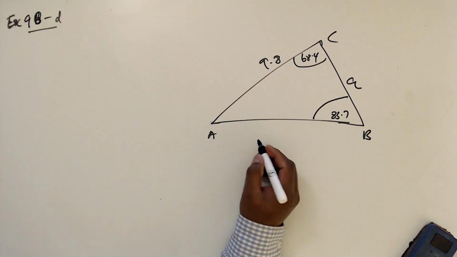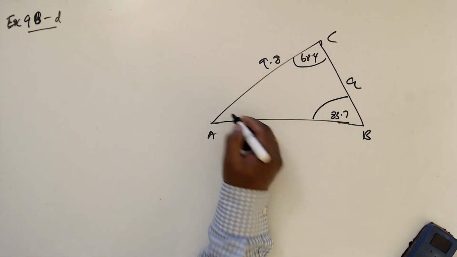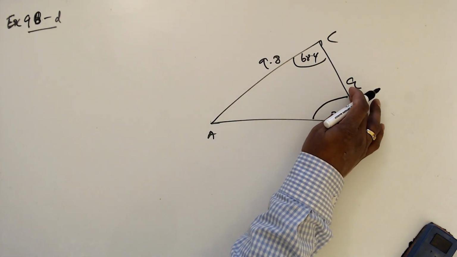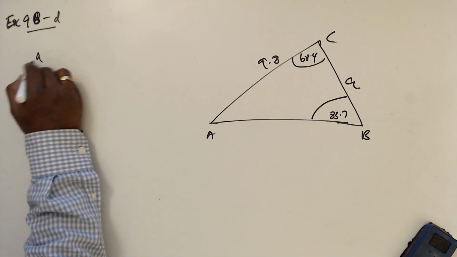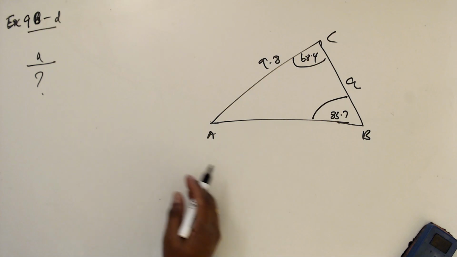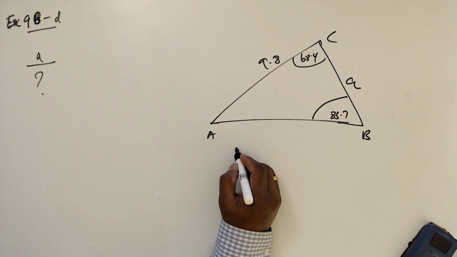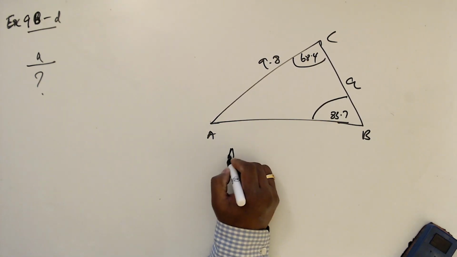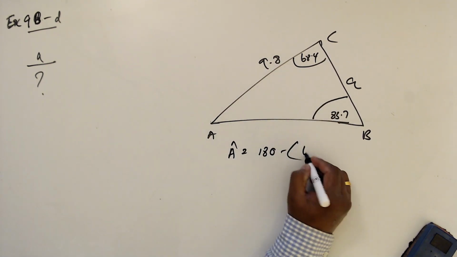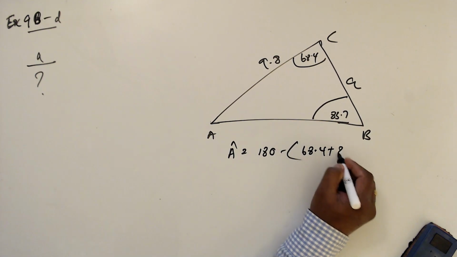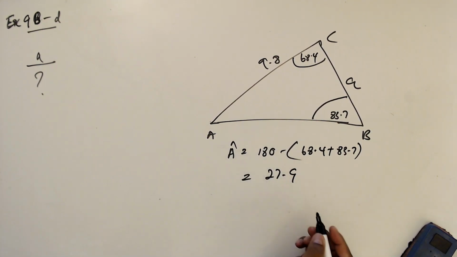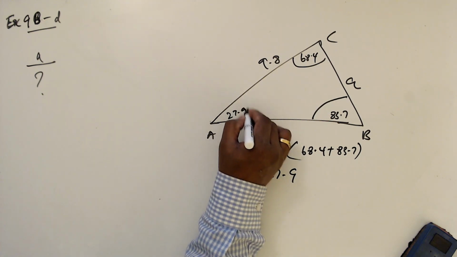Yes. First of all, we want to find this triangle. I need to find A. Now, A over what? I don't know the angle. So first of all, angle A is 180 minus 68.4 plus 83.7, which is 27.9. So this is 27.9.